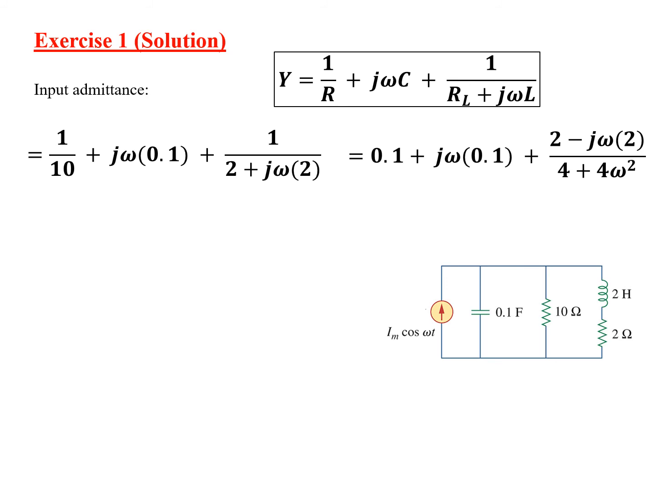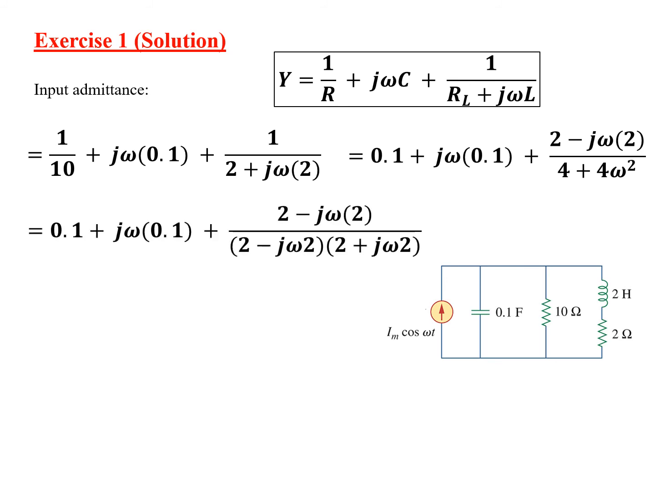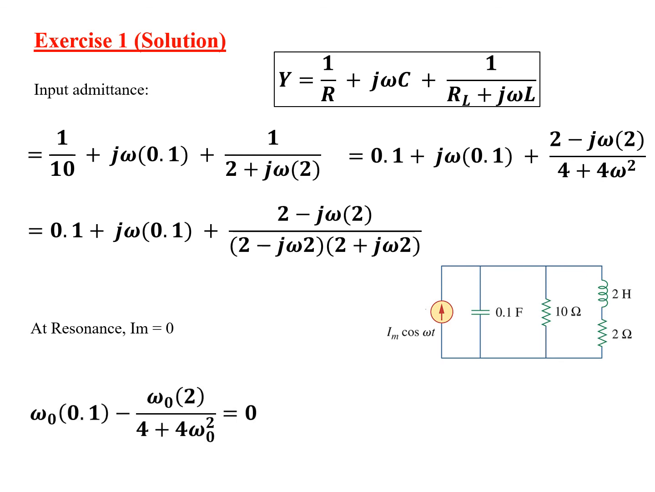And how was this obtained? We multiplied the jω term with its complex conjugate pair. It was actually previously 2 plus jω2, so we multiply with 2 minus jω2. And we're going to use this later. At resonance, the imaginary part is 0. So by setting just the imaginary part, we'll have this equation. By solving this equation, we will have ω0 equals 2 radians per second.